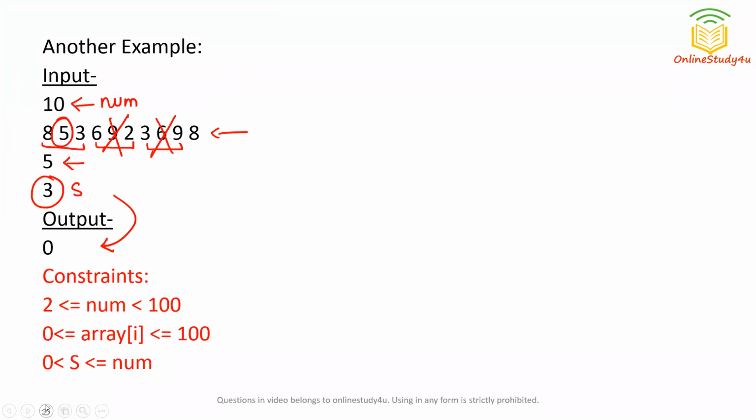Now one more thing you have to take care of is the constraints given in the question. Here the constraints are very simple. You can see num lies within the range 2 to 100. The element of the array also lies between 0 to 100 and s lies between 0 till the length of the array. So you can easily go with the int data type.